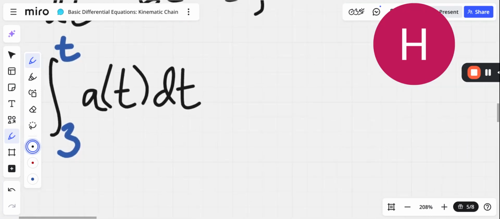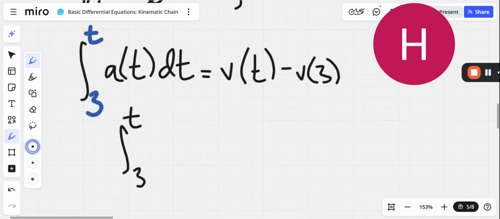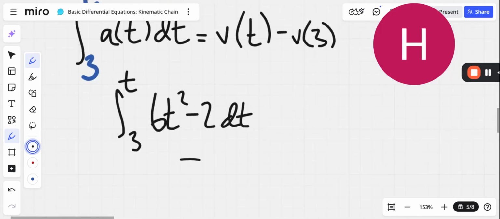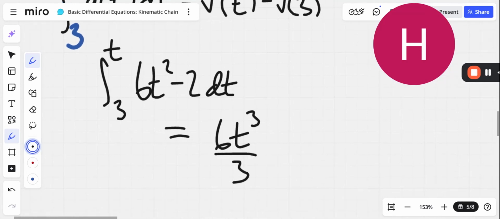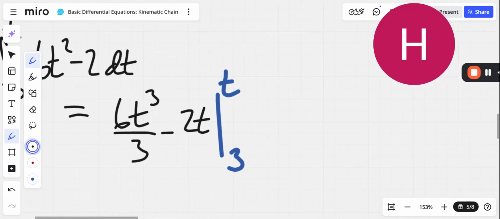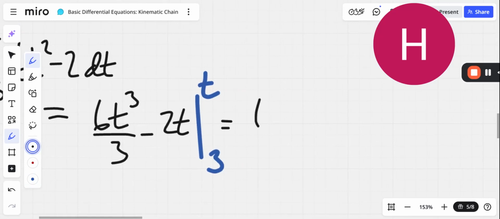And this, of course, is going to give me v of t minus v of 3, which we know for the expression 6t squared. And we're going to just raise the power by 1, divide by the new power. Very straightforward. And then for the 2, you just slap a t on it. And we're going to evaluate this from 3 to t.